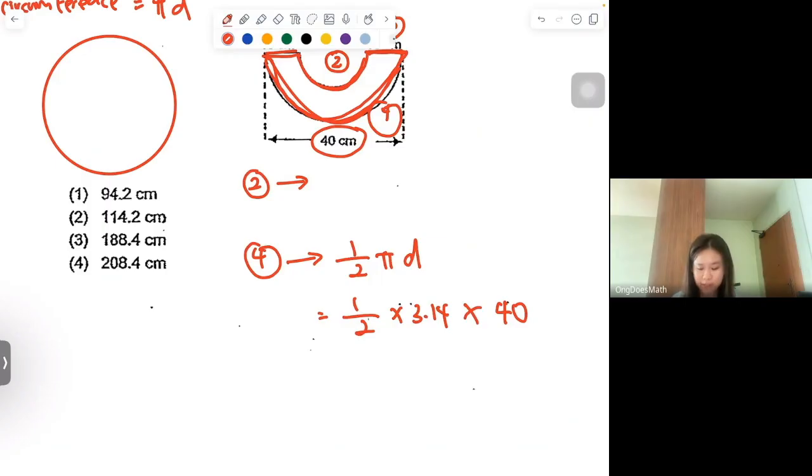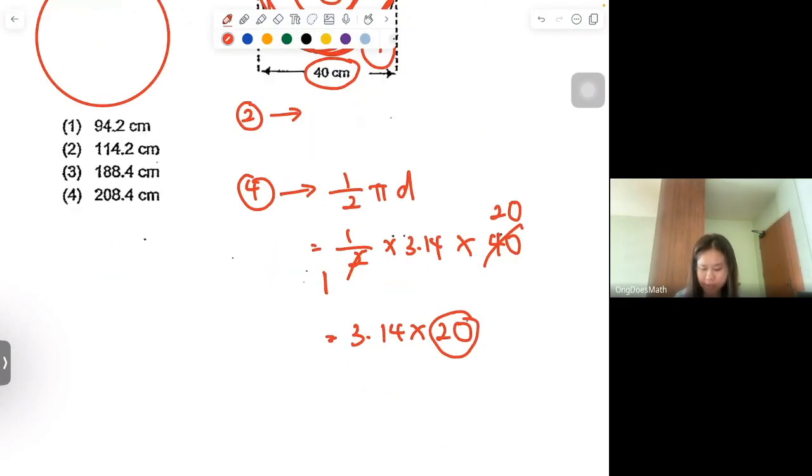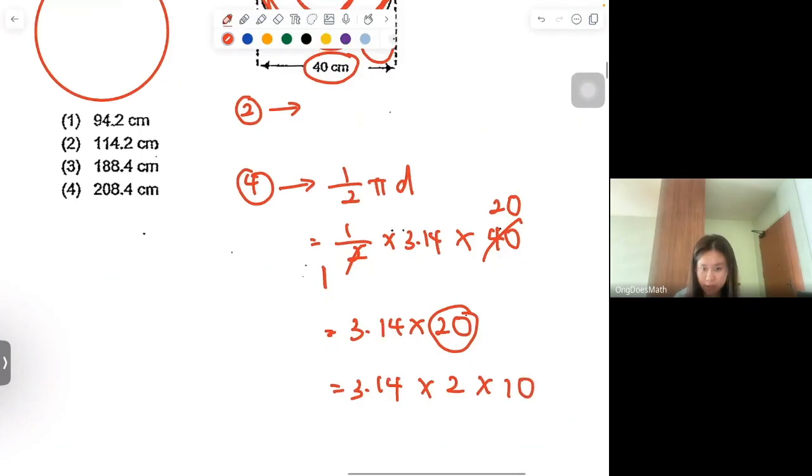So both 2 and 40 are divisible by 2. So we'll cancel it. 2 divided by 2 gives you 1. 40 divided by 2 gives you 20. So this gives you 3.14 times 20. You can split the 20 into 2 times 10. They are the same thing. So now, to bring in the 10, we'll just move the decimal point to the right by 1 time because there's only 1 zero. So if you move it here, you get 31.4 times 2.